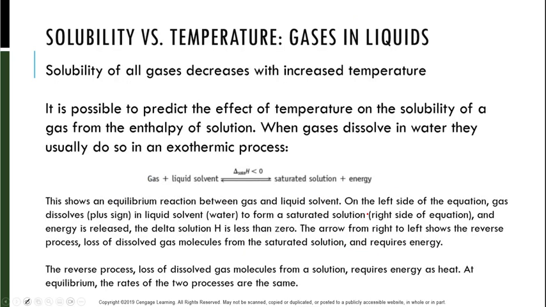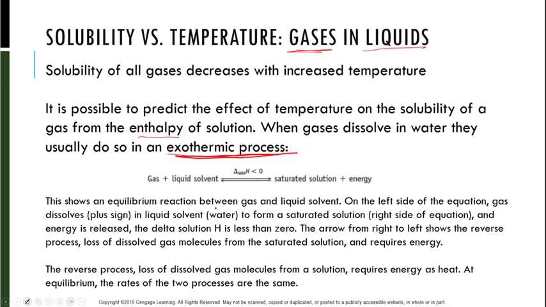Let's look at solubility versus temperature. Gases dissolved in liquids. The solubility of all gases decreases with increased temperature. It's possible to predict the effect of temperature on the solubility of a gas from the enthalpy of solution. When gases dissolve in water, they usually do so in an exothermic process.